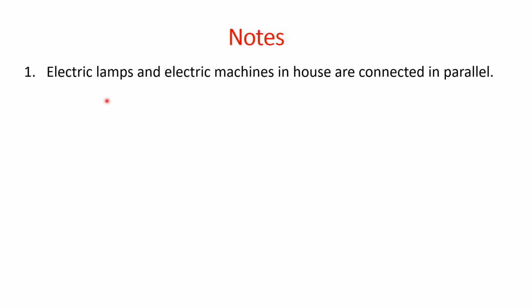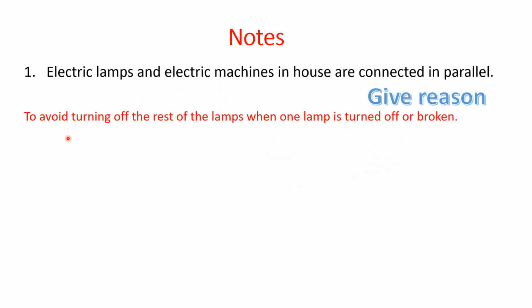Finally, some notes about our lesson. Number 1. The electric lamps and the electric machines in the house are connected in parallel, not in series. If the question says give reason: the electric lamps are connected in parallel in the house. What will you say? The answer: to avoid turning off the rest of the lamps when one lamp is turned off or broken. Because if any lamp is turned off or broken, the rest of the lamps still light and are not affected. So the electric lamps are connected in parallel in the house.